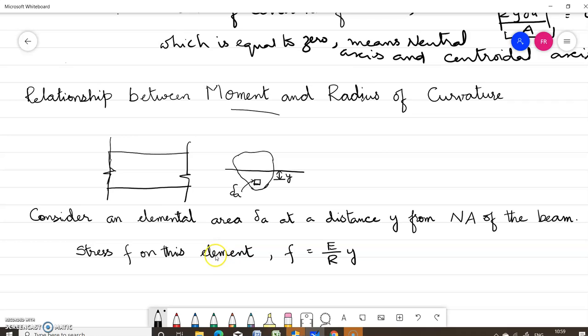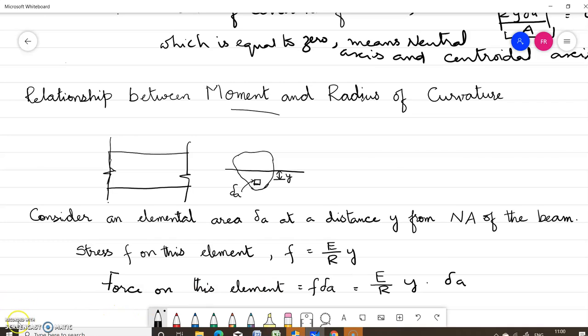As a result of this, there will be development of stress on the cross section of the beam. Let F be the stress on the element. We have already derived F equal to E by R into Y. Therefore, what is the force on this element? Force is equal to stress into area, F into delta A, which is equal to E by R into Y into delta A.